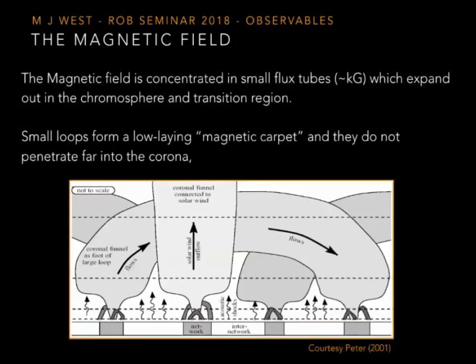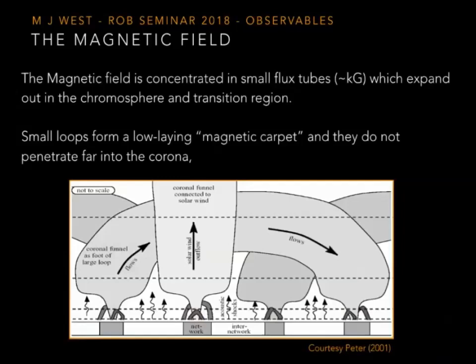And I like this cartoon here from Peter back in 2001, indicating the different magnetic field structures. We've got these tight, small-scale loop structures at the base here, and this is in the chromospheric regions, possibly pushing into the low corona. And then as we move out through the corona, the magnetic field structures expand out into what become the solar wind. And we've also got some large-scale funnels and loop structures here.